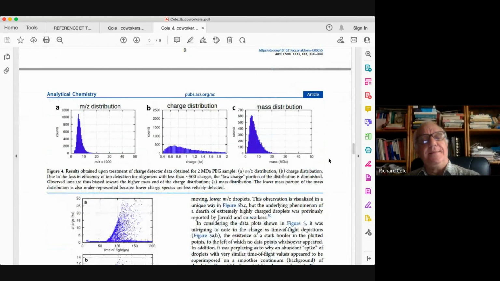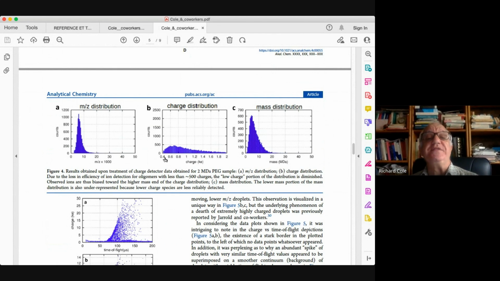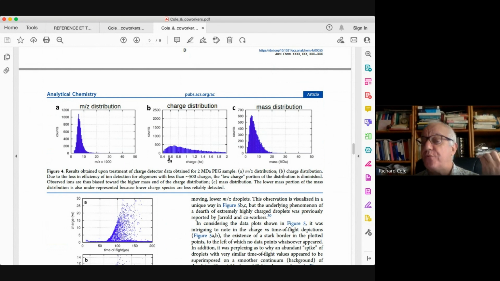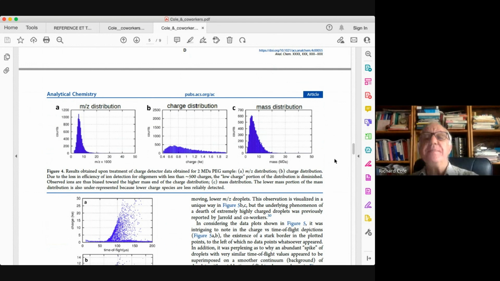So it's clear that these last two values are really biased against the lowest charge species. So the true distribution really includes more species at the low end. It's just that we can't detect them efficiently. Then what about our mass distribution? Well, clearly the lowest mass species are going to be those of lowest mass to charge. So that means also here we are biased against the lowest mass species.